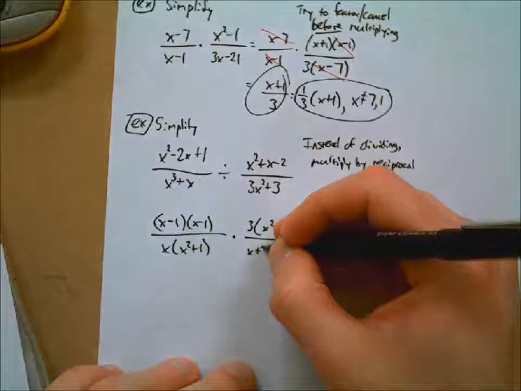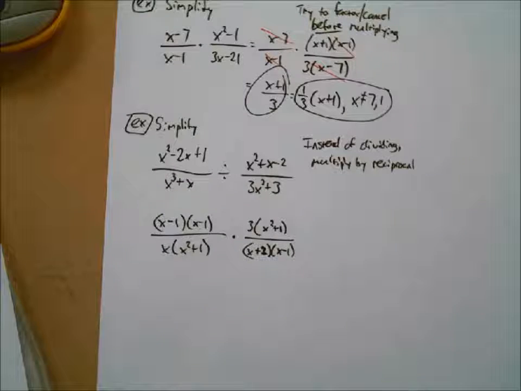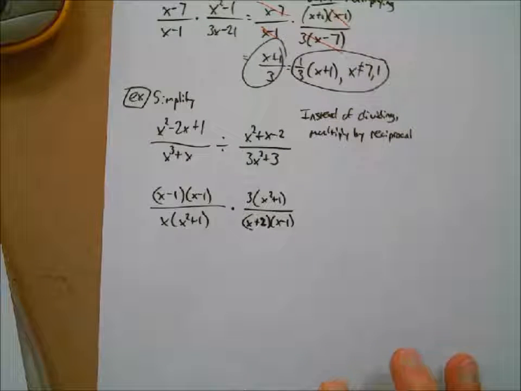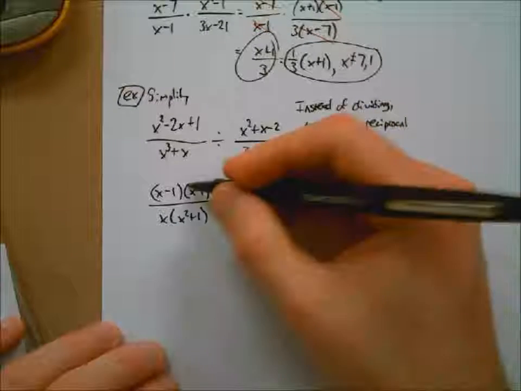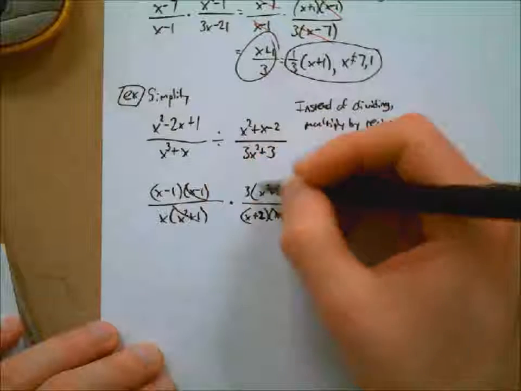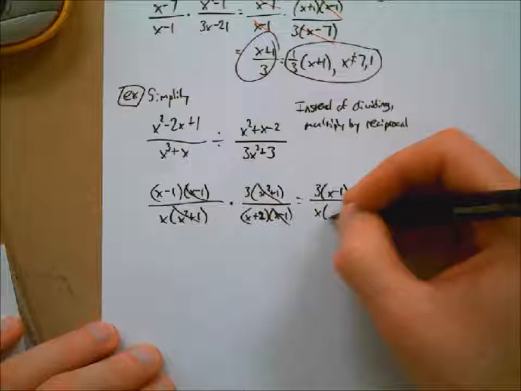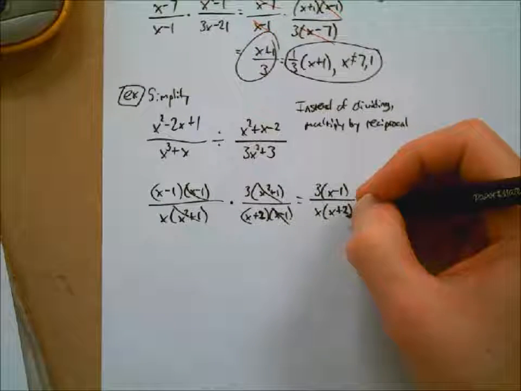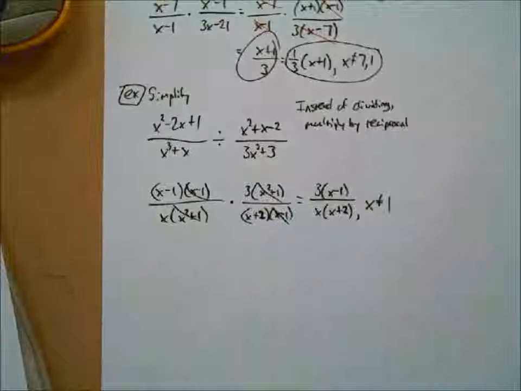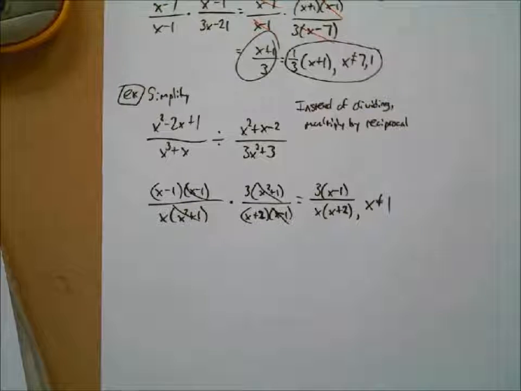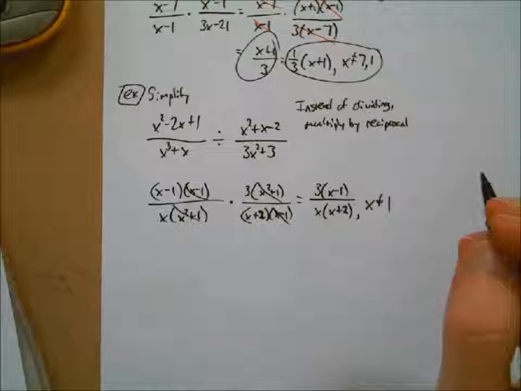Okay, with factoring and multiplying by the reciprocal, what cancels here? An x minus 1 and an x minus 1. An x squared plus 1 and an x squared plus 1. And we're left with 3 times x minus 1 over x times x plus 2. And again, in this case, x equals 1 wouldn't work here, but it does work here. So we want to exclude x equals 1 there because they're not equal at x equals 1.